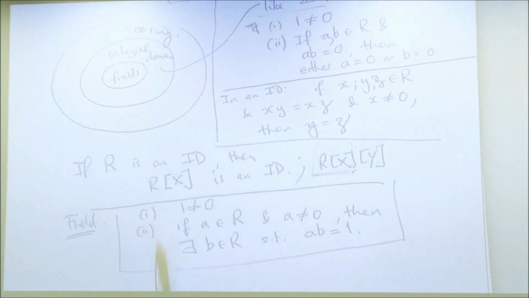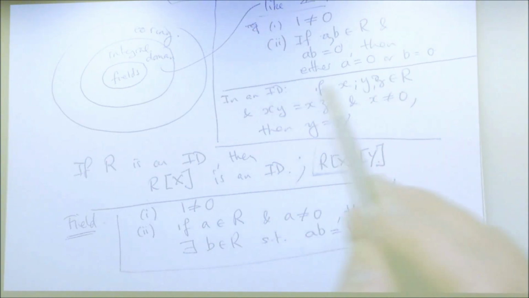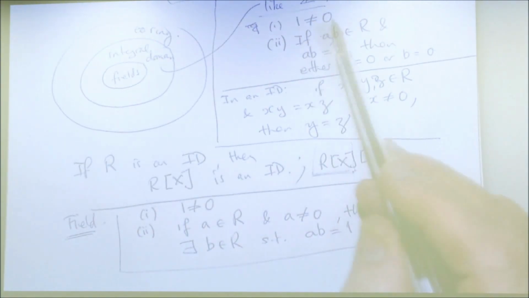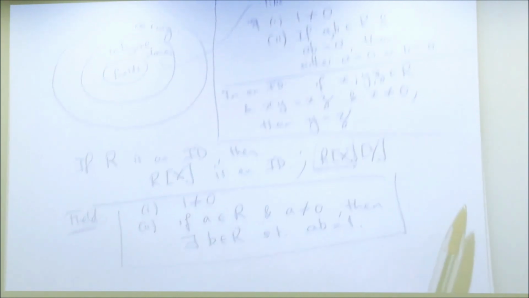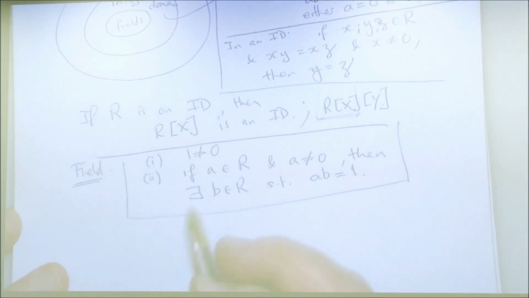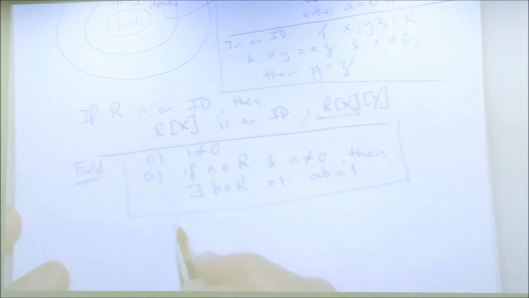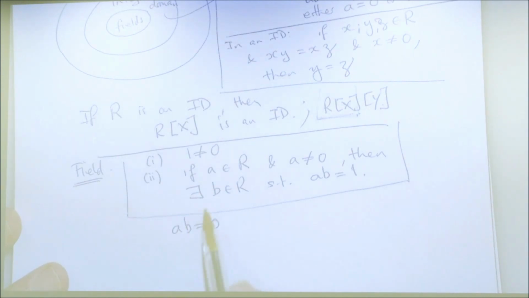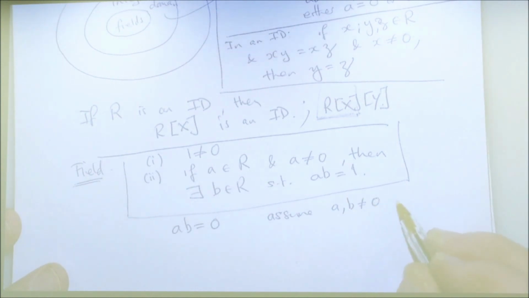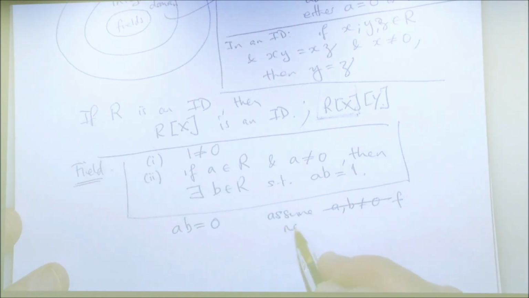Now, from these conditions, you can deduce these. Well, obviously, 1 is still not equal to 0, but let's deduce this second condition. So we suppose that A and B are in the ring and AB is 0. I'm now going to assume A and B are not 0, for contradiction. So assume neither is 0 for contradiction.